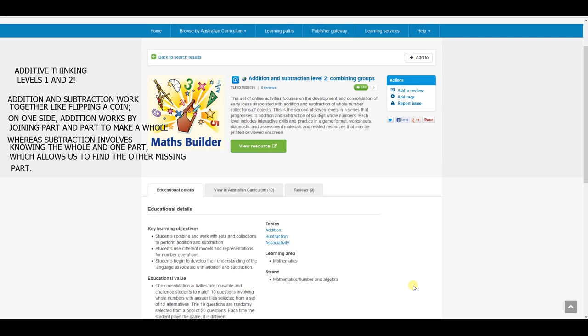Hey guys, today I'll be doing my presentation on additive thinking for levels 1 and 2. So I'm just going to read out a small section of the definition from the textbook.